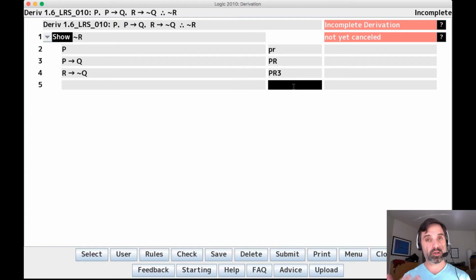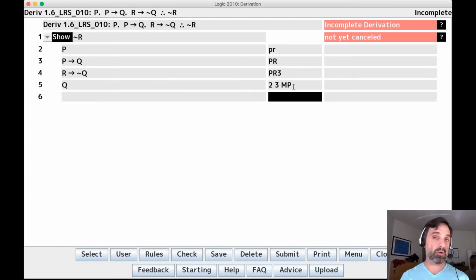If you have a conditional and its antecedent, you can apply modus ponens. And what do you get? Well, if we apply modus ponens to lines 2 and 3, we get the consequent. We get Q. What's most important when you're learning is that you need to know both what the premises and conclusion of an inference rule are, but in particular, you need to know the premises to which the inference rule applies. So here we have the justification for line 5 is 2, 3 modus ponens.